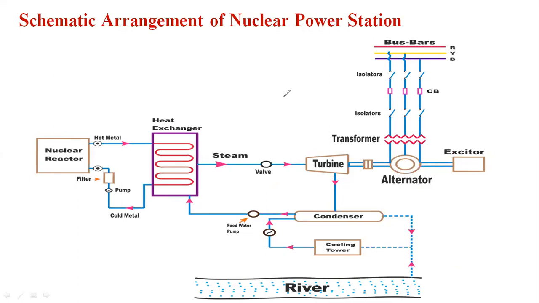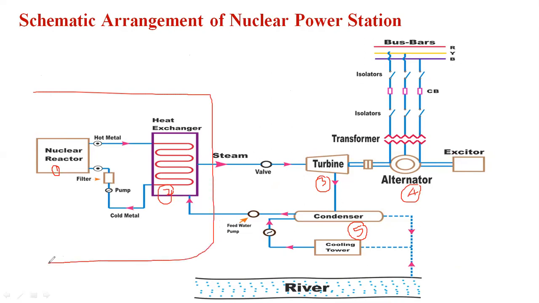This is the schematic arrangement of the nuclear power plant, showing the construction and working principle. Here there are five components. One is the nuclear reactor. Second is the heat exchanger. Third is the steam turbine. Fourth is the alternator. And the fifth one is the condenser. It is similar to the thermal power plant.